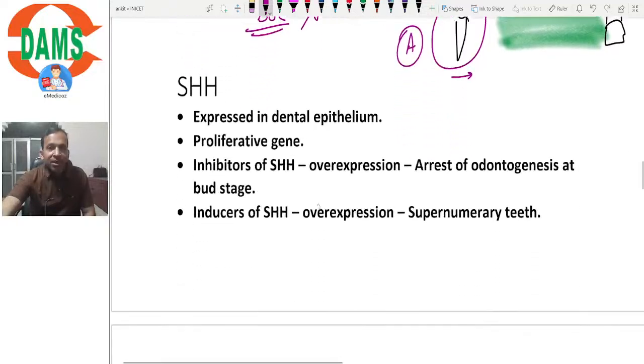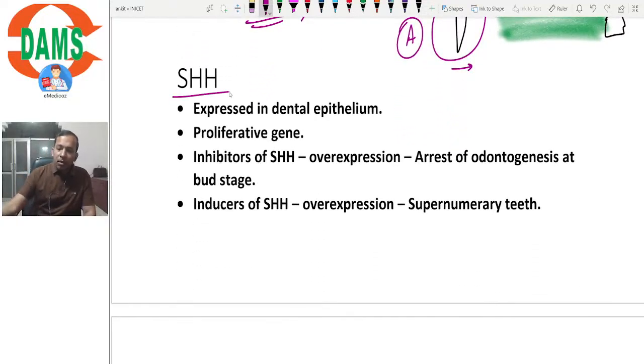Next is SHH, that is sonic hedgehog factor. SHH, the full form nobody will ask, just remember these short forms, right? SHH, again this is a proliferative gene, isn't it? And it is expressed in the epithelium just like FGF8. It is inhibitor, the inhibitors of SHH will lead to overexpression.